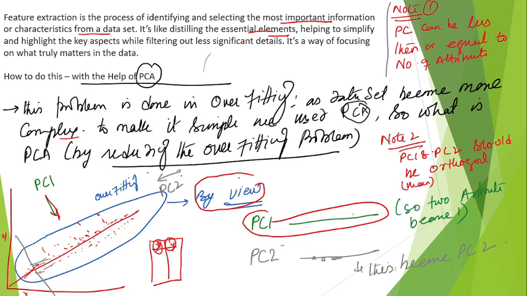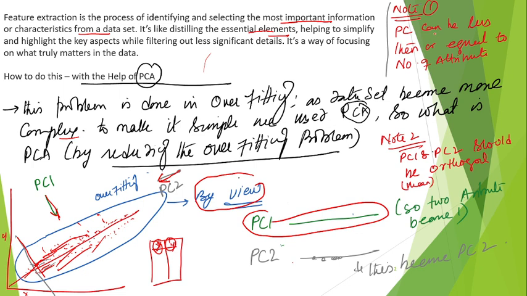Then if I view from this way, it becomes my PC2. If I draw a perpendicular line here, all these points will come here, at these distances. So this becomes PC1 and this becomes PC2. How do you identify PC1 and PC2, or PCA1 and PCA2? With the help of how you view the data.